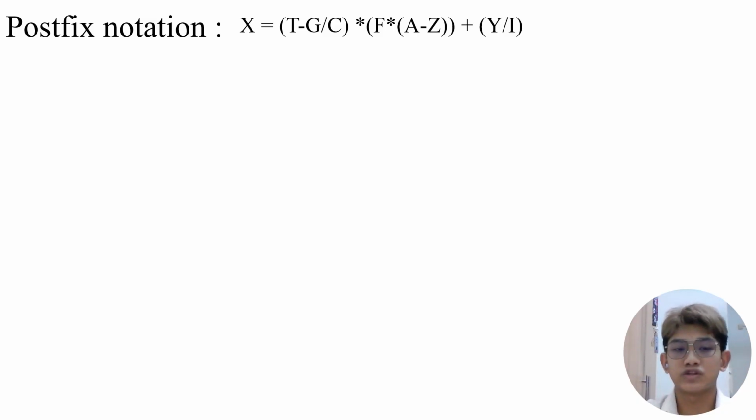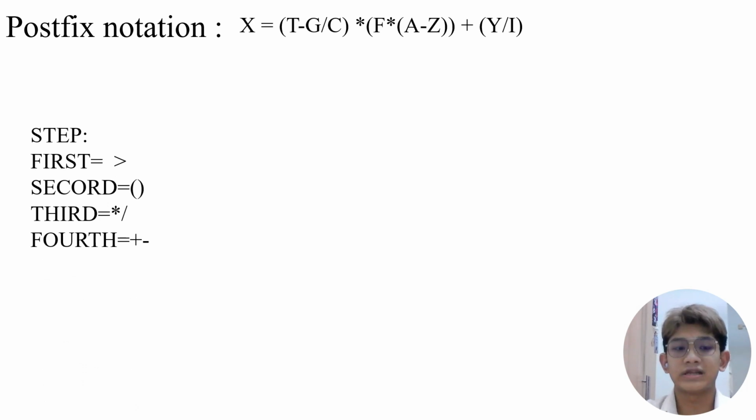Here we talk about the postfix notation. So here is our formula to do that. First is left to right. The second is the column. The third one is multiply and divide. The fourth is plus and minus. So let's see how to do it.